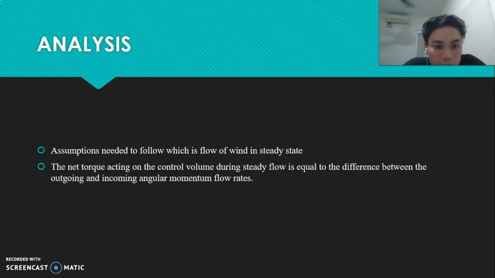For the analysis part, we assume there is a steady state of the flow of the wind. So the net torque acting on the control volume during steady flow is equal to the difference between the outgoing and incoming angular momentum flow rates. That is where I explain about the special case in the angular momentum.